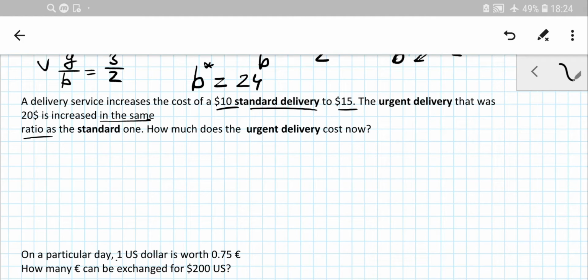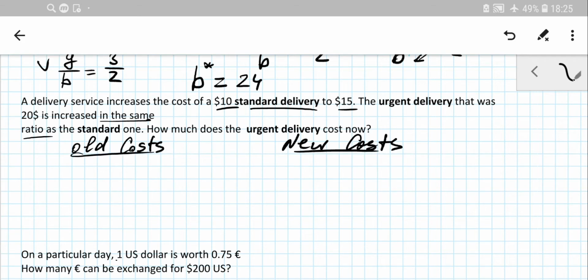First of all, you can set up the data in two columns. The first is the old prices, or old costs, and then the new costs. All right, so what about the old costs?